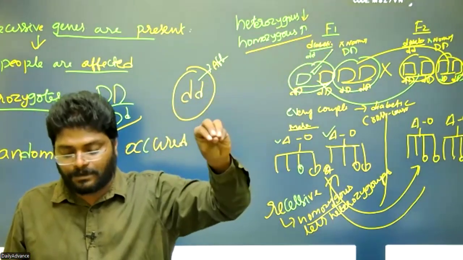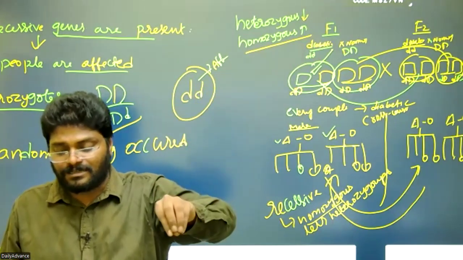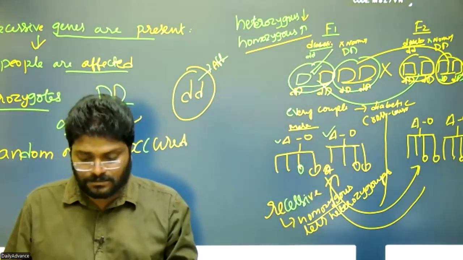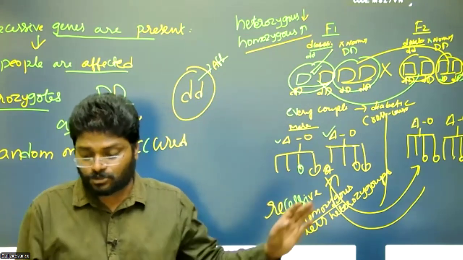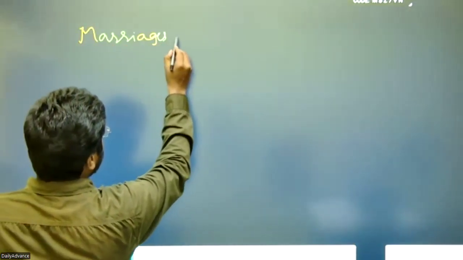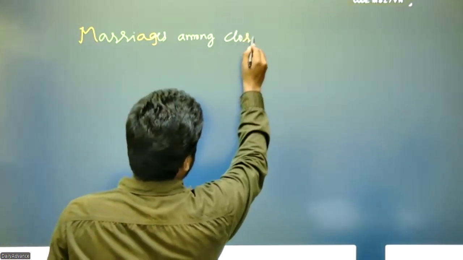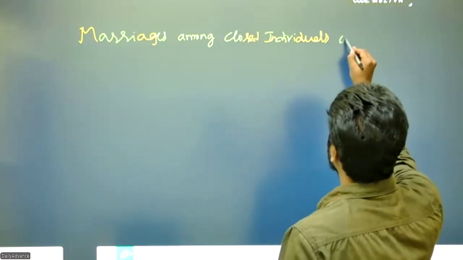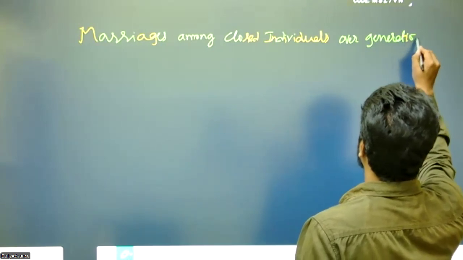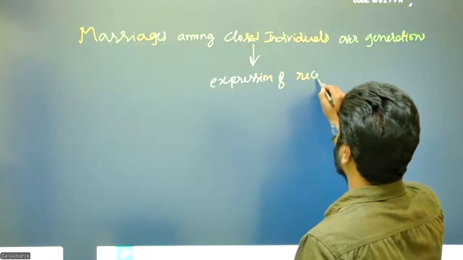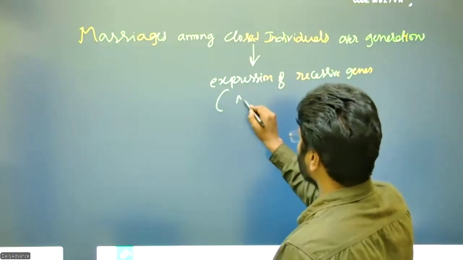Generally, human populations have many recessive genes. In homozygous conditions it is easy for recessive genes to be expressed, and the people are affected. If they marry unrelated persons, the normal genes enter and dominate over the recessive genes, so that every individual looks normal and healthy. According to genetics, marriages among closely related individuals over generations result in the expression of recessive genes, because of more homozygosity.